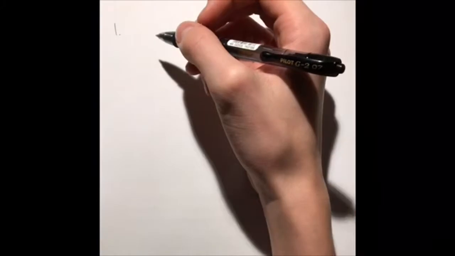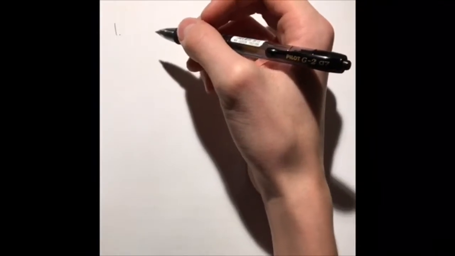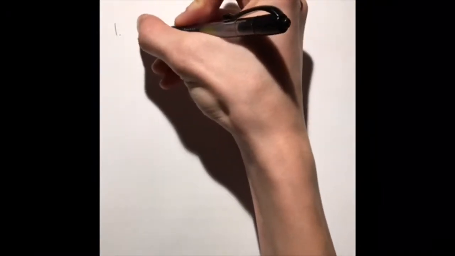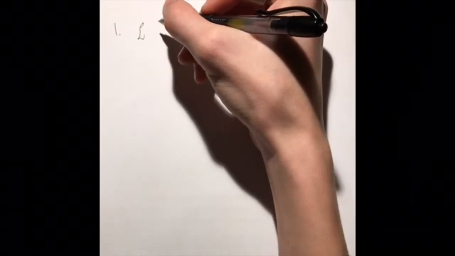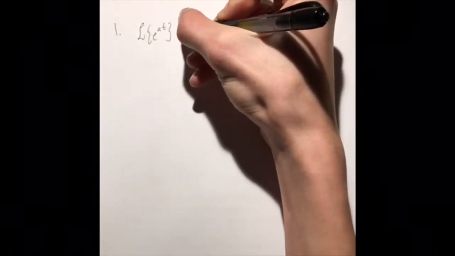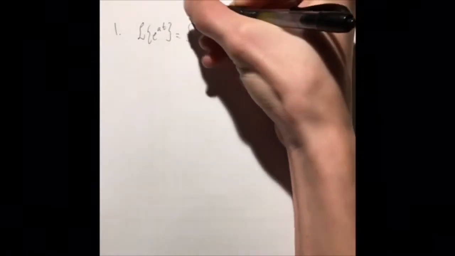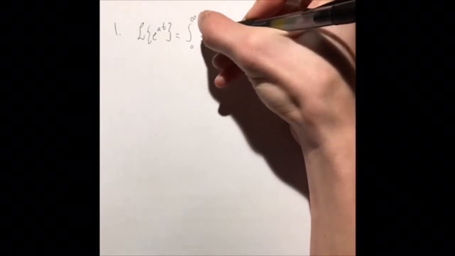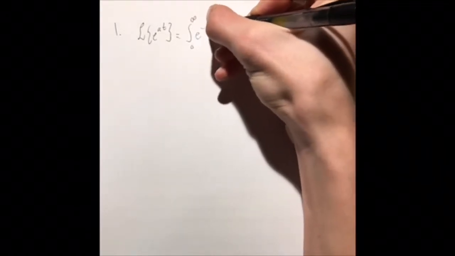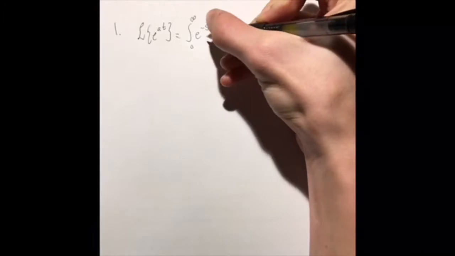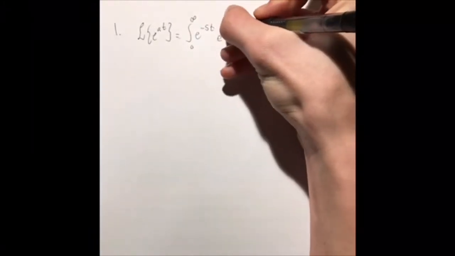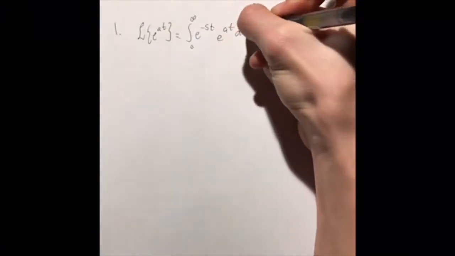The first problem is really quite easy. We know the definition of the Laplace transform. Most of us do, anyway. So the Laplace transform of e to the at becomes the integral from 0 to infinity of e to the minus st times the function e to the at dt.